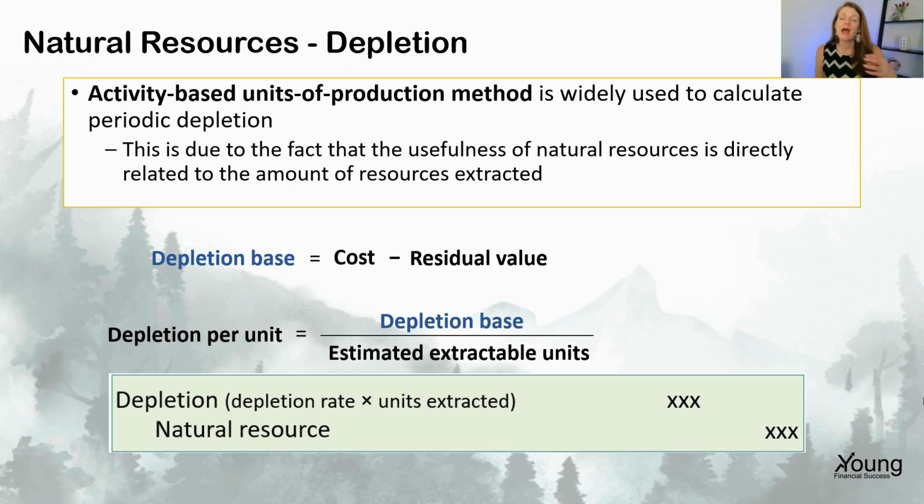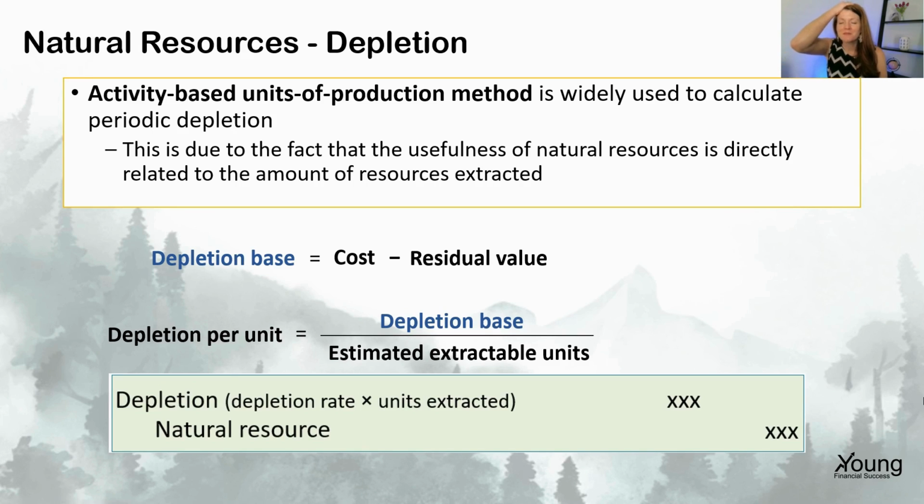How many trees? How many tons of coal? How many tons of ore? We're going to look at that and how much will we have total, and that will tell us what we are going to be depleting it by based on each year and how much we actually extract from the earth. Then once we get the number, we will calculate that rate times the actual units that are extracted, and that will be our depreciation.